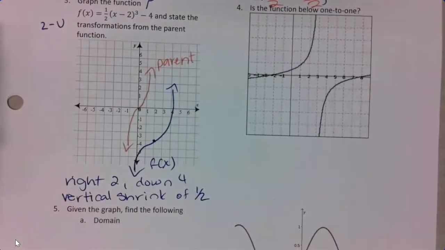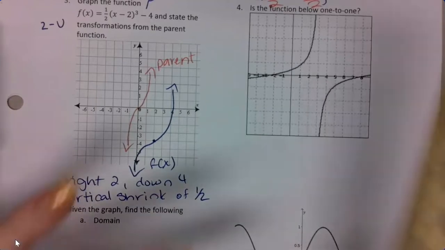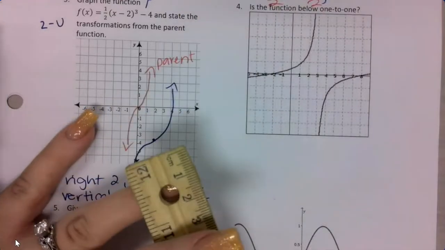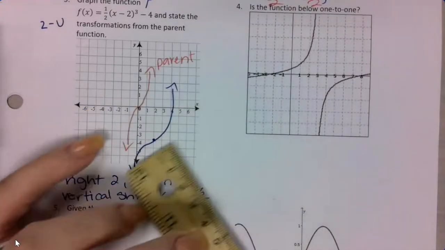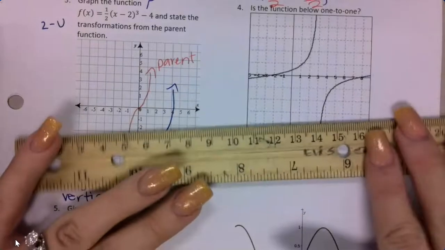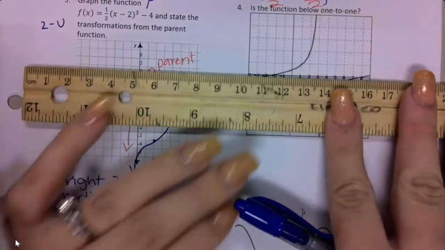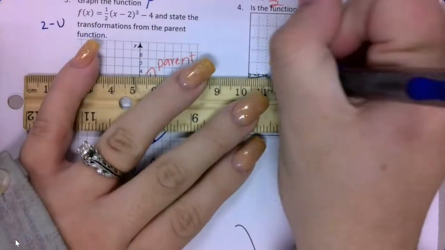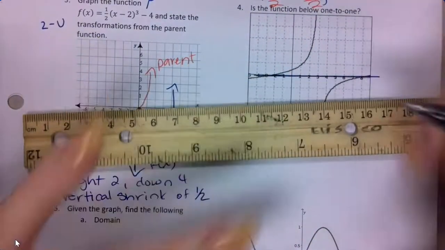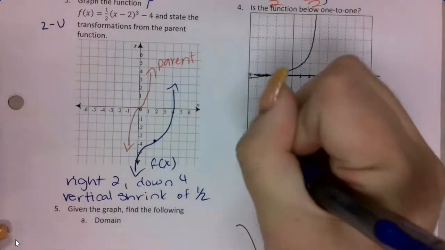Number 4 wants me to decide if this function is 1 to 1. What I do here is I want to first see if it passes the vertical line test. Oh, I know it passes the vertical line test. It tells me it's a function. I want to see if it passes the horizontal line test. So over here, it is touching twice. So I'm going to say no, fails the horizontal line test.